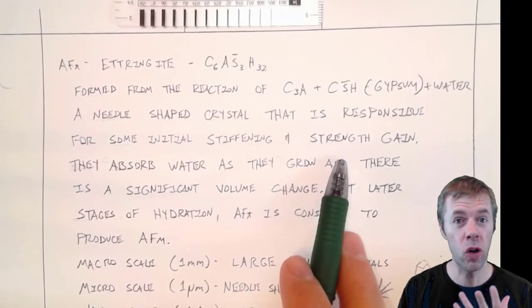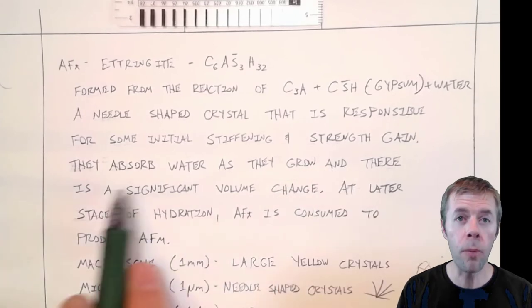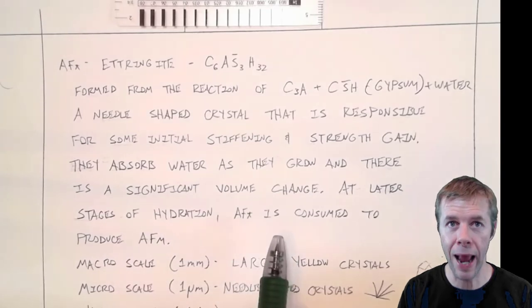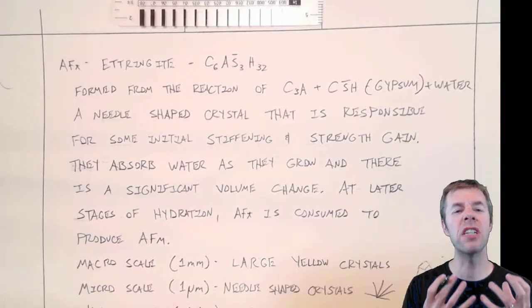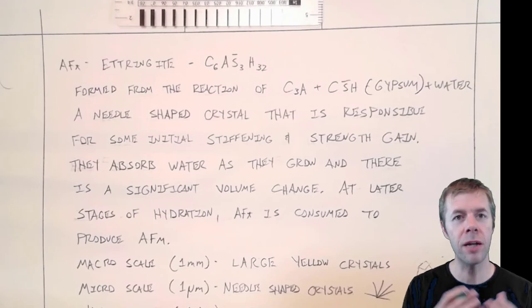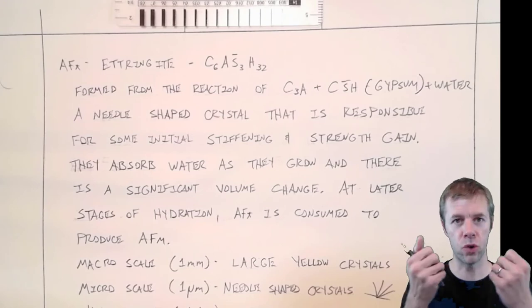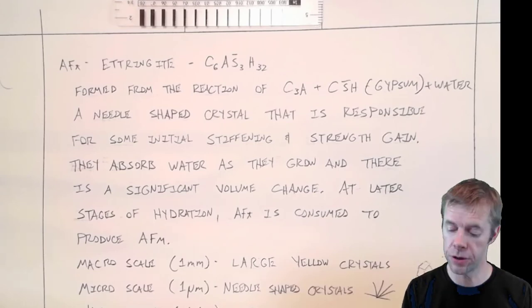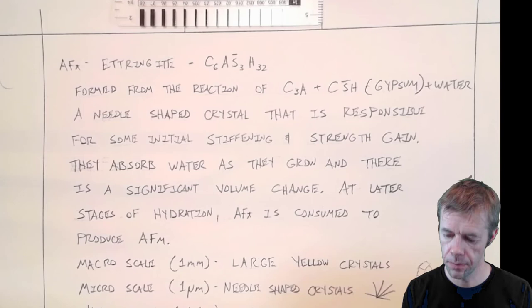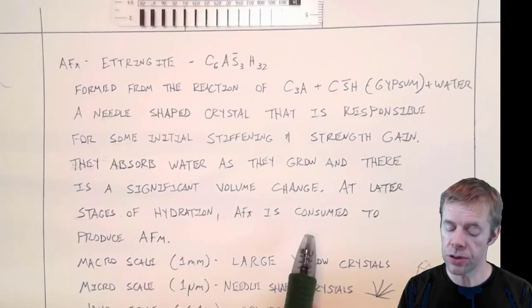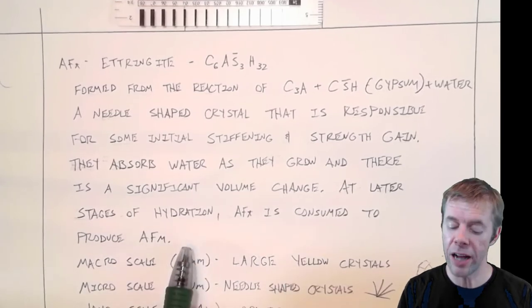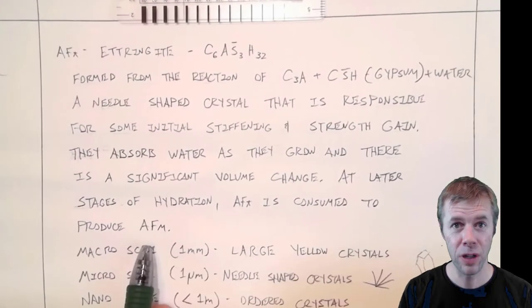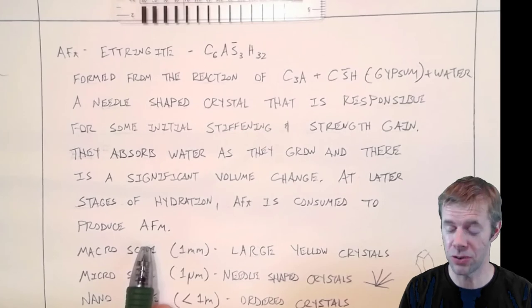Okay? Ettringite can be a good thing. And they absorb water as they grow. And there's a significant volume change when that happens. This initial stiffening, this initial set is oftentimes attributed to ettringite crystals growing and interacting with one another. They're kind of the first things that start to touch. At later stages of hydration, the ettringite is actually consumed to produce AFM. We'll talk about AFM in just a second.